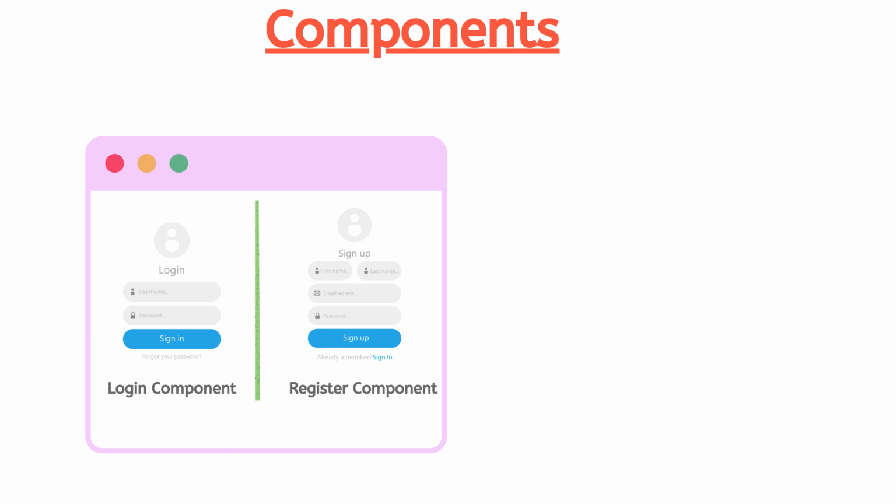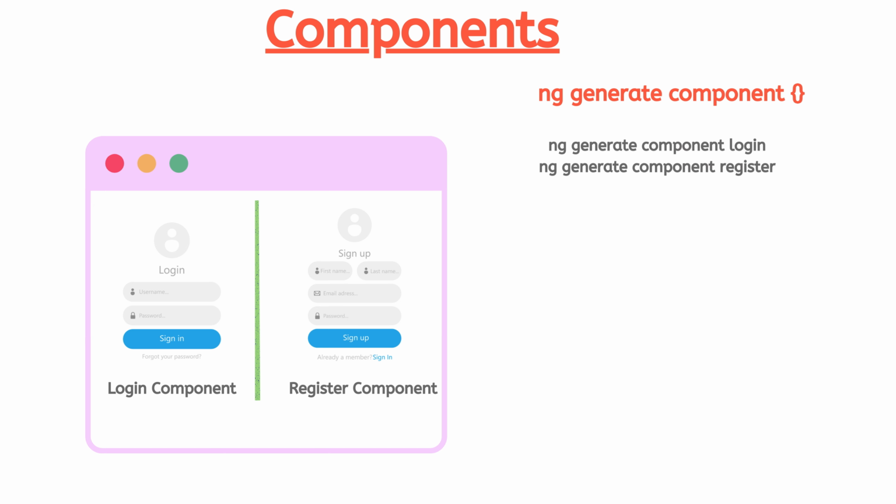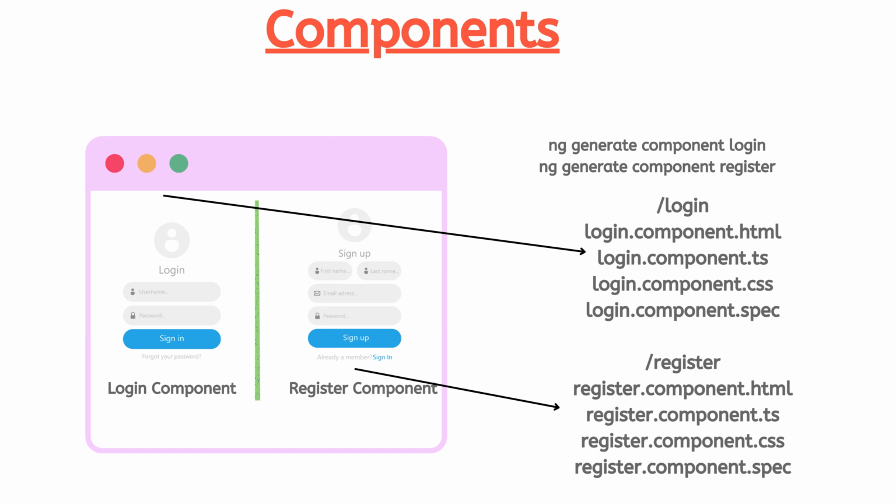To generate a component in Angular, we use schematics, which is a command line command. So ng generate component, and you give the component name, and it will generate a folder with login, and under that folder there will be 4 files automatically created: an HTML file, a TypeScript file, a CSS file and a spec file. We can ignore the spec file because in it we write the test cases.